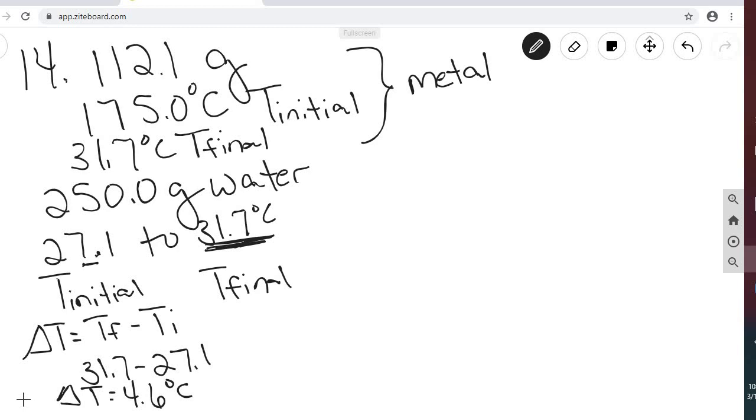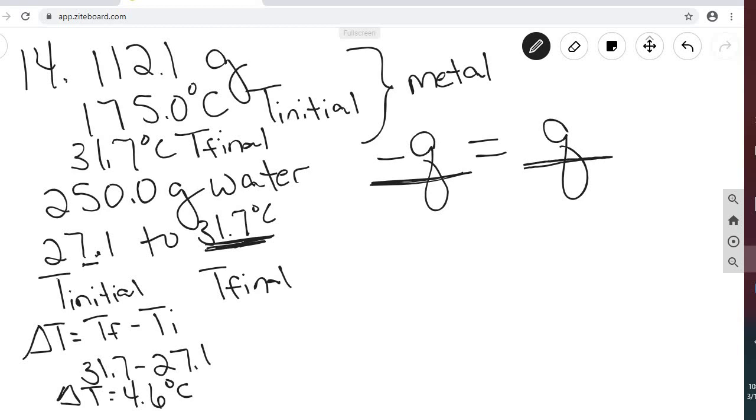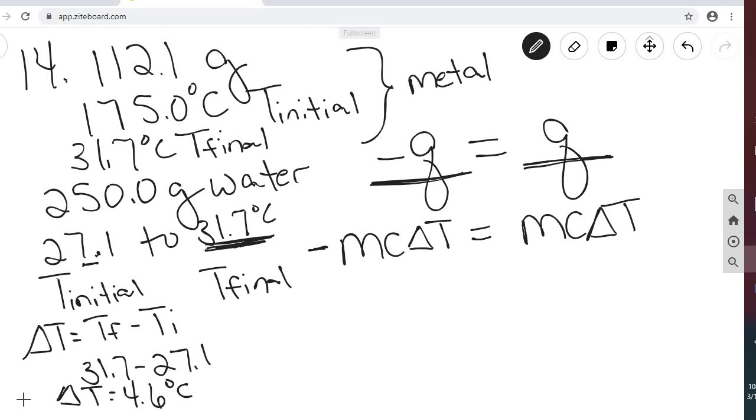Remember that this problem tells you to ignore the calorimeter. So that means negative Q equals Q. The heat lost by the object is gained by the water, so you get that transfer of heat from the object to the water. We know that Q is equal to MC delta T, and this is negative Q, so it's negative MC delta T equals MC delta T. The left side is the metal, and the right side is the water in the calorimeter.